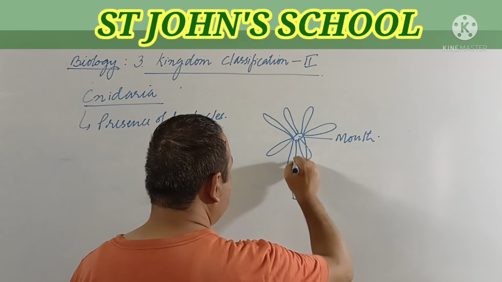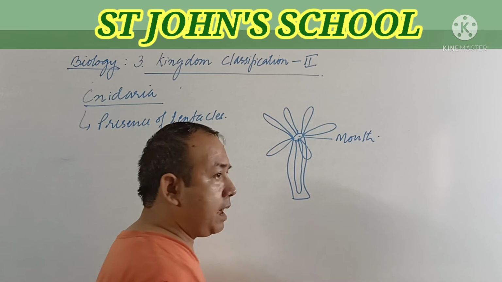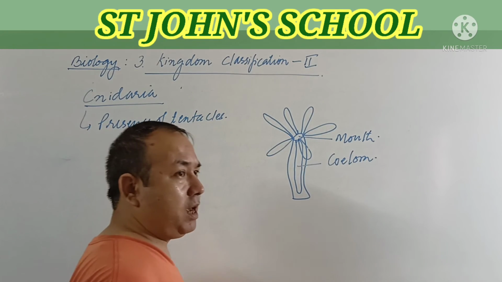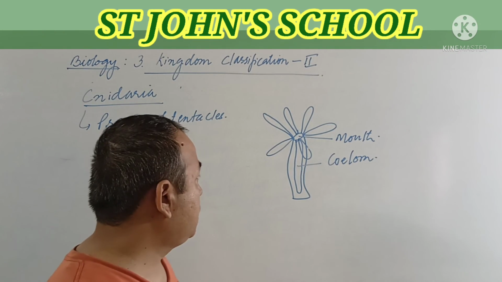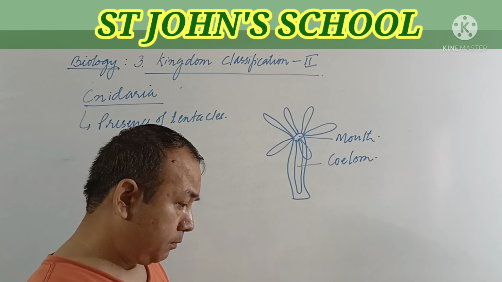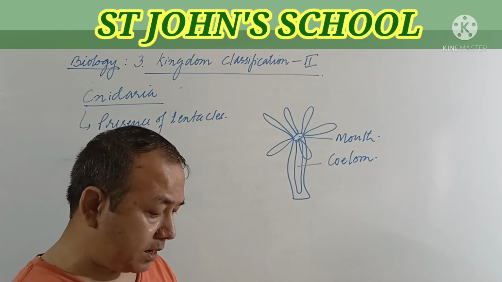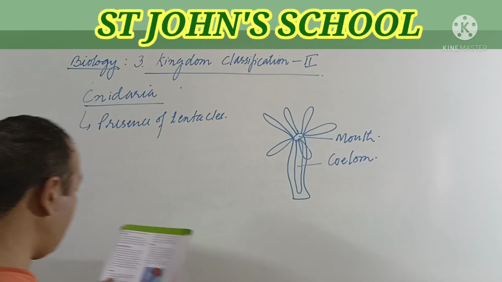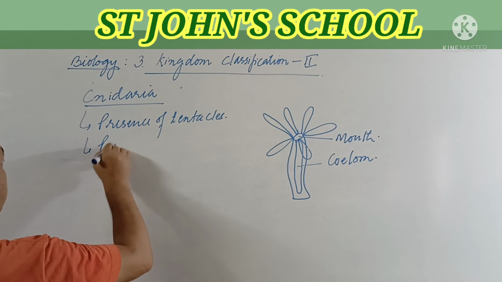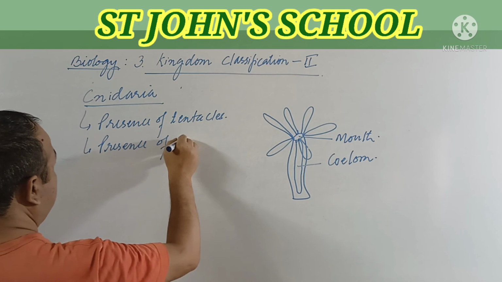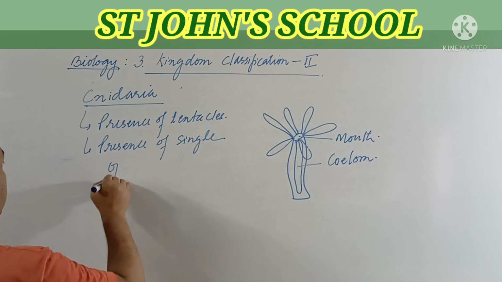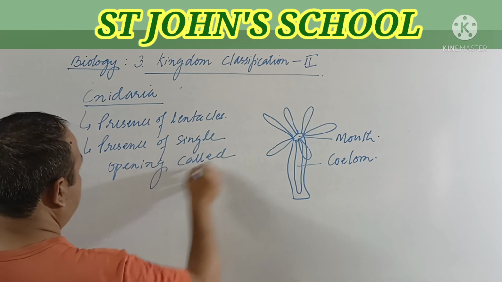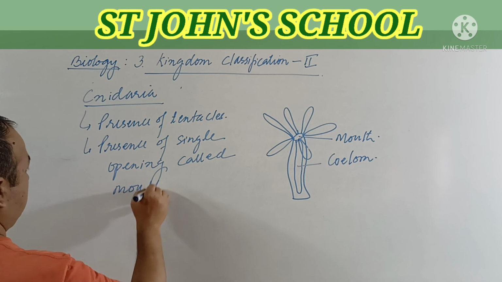And the presence of true body cavity, which we call coelom. Detail is not required, but still, coelom. So that is why this group is often called Coelomata, Coelenterata also it is called. So presence of tentacles, as I told you, presence of a single opening called mouth. This also you can write.